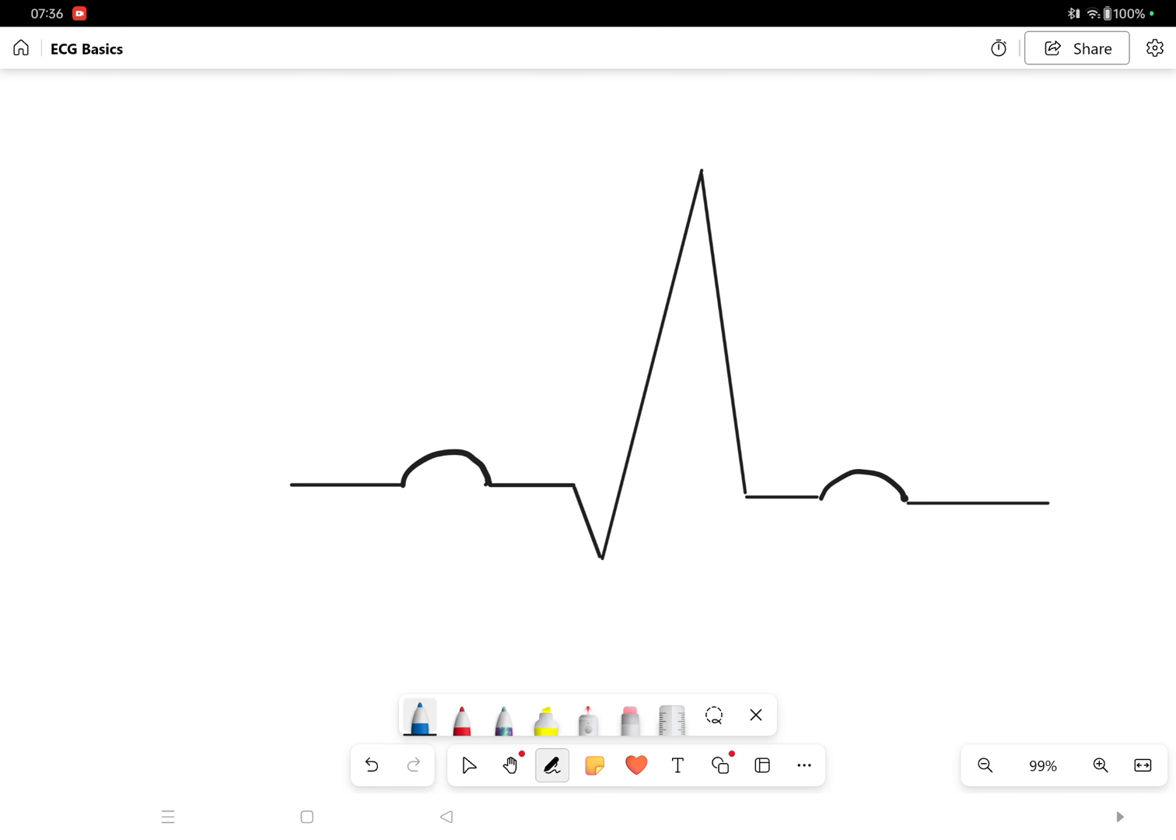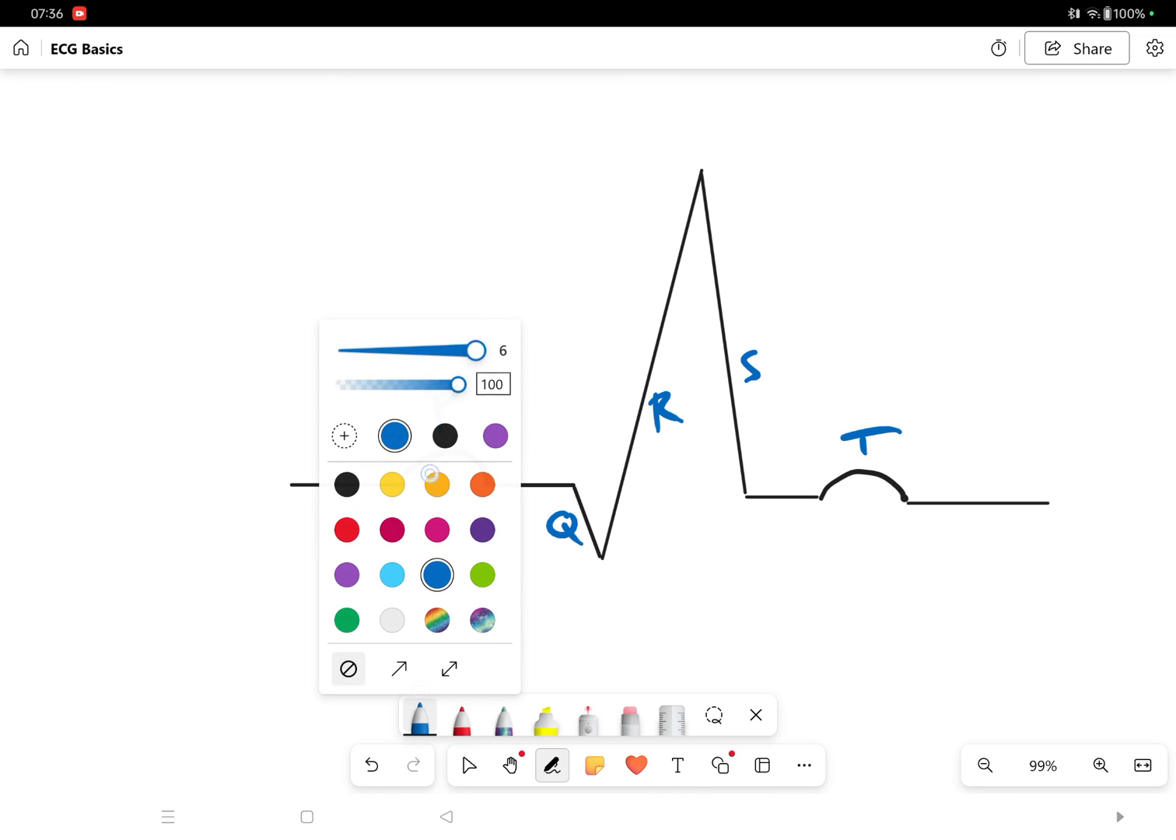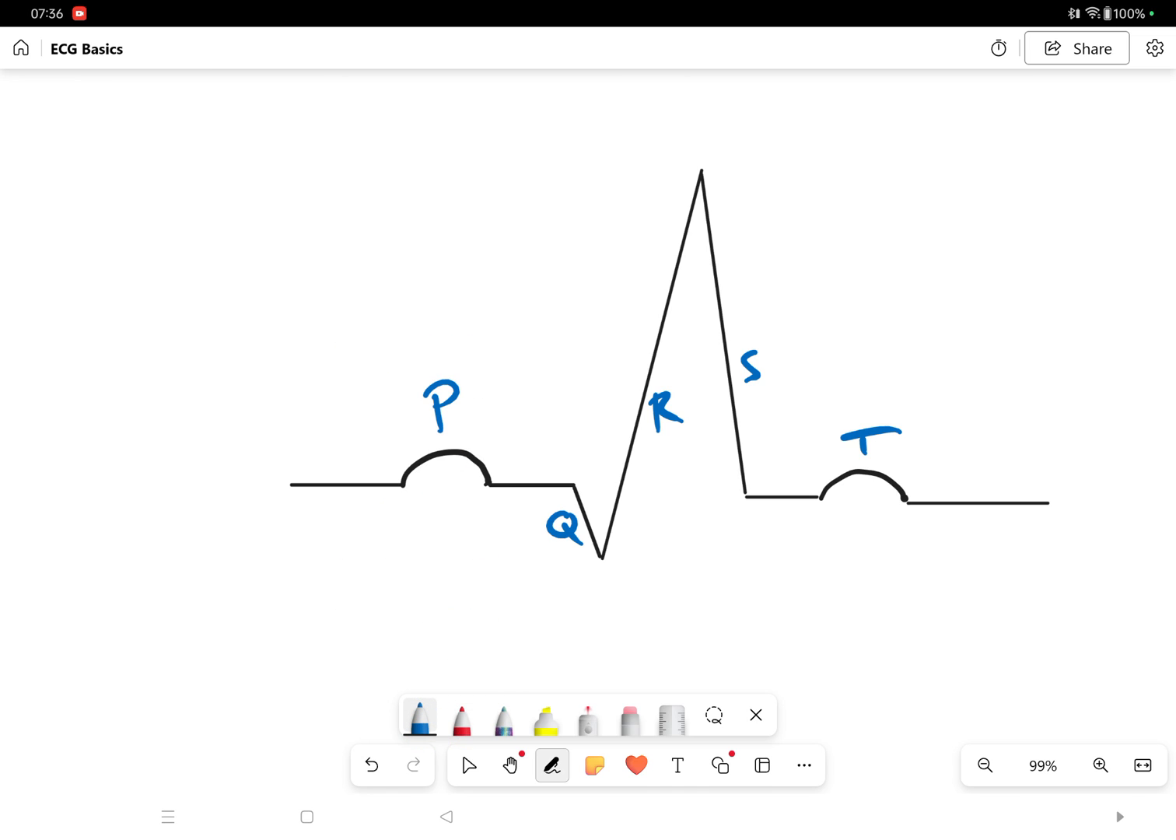The next thing I'm going to remind us of is that this wave here is your P wave. You have your Q wave here, your R wave here, and your S wave here, followed then by the T wave. These are all really important. Why? What does each mean? Well, the P wave essentially is to do with atrial systole. This is atrial depolarization. When we say depolarization, it means that the muscle is contracting. So the atria is contracting.